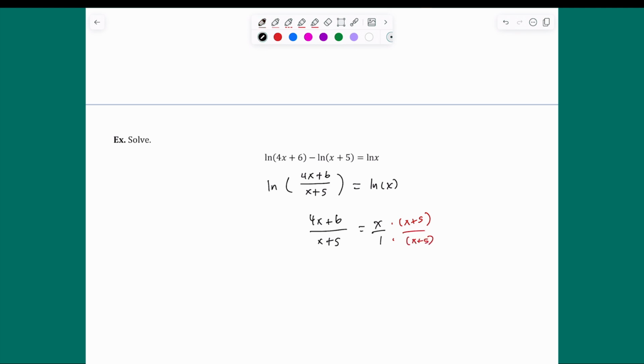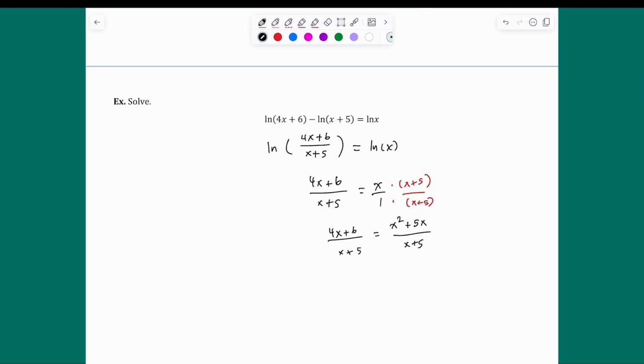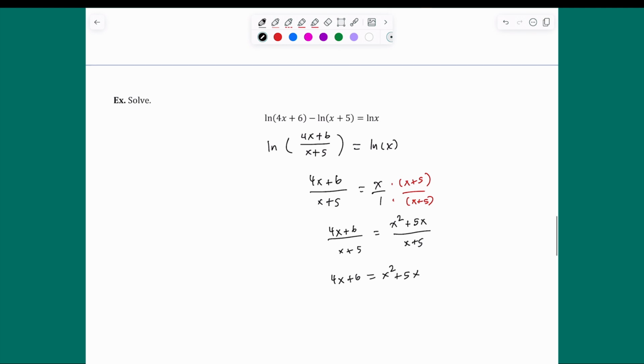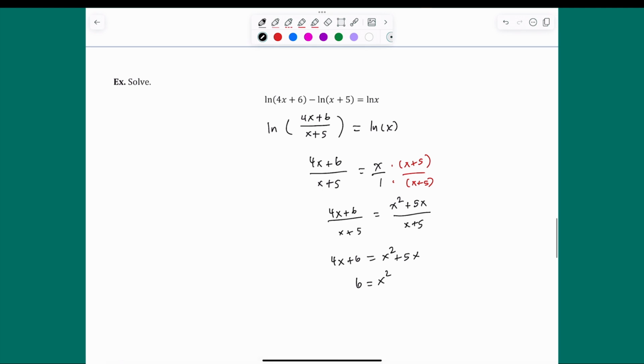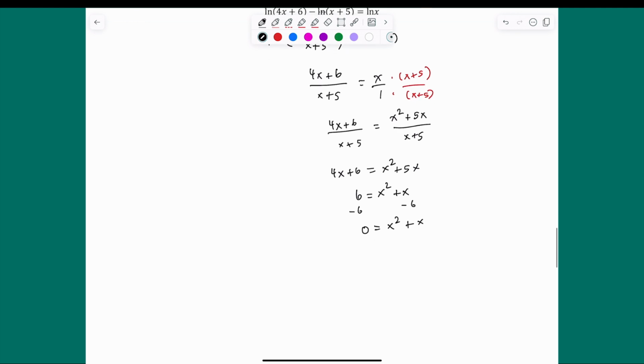And so on the left-hand side, we don't have to multiply it by anything because it already has that as the denominator. And so we have, on the numerator, when we distribute, x squared plus 5x all over x plus 5. Now we could forget about the denominators or multiply through by the LCD, which will cancel the denominators to get 4x plus 6 equals x squared plus 5x. And this is quadratic, so we're going to subtract 4x on both sides to get x squared. Once again, subtracting 4x on both sides, we get x squared plus x. Now we subtract 6 on both sides to get 0 equals x squared plus x minus 6.